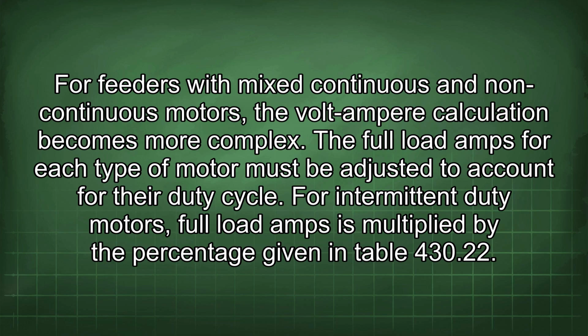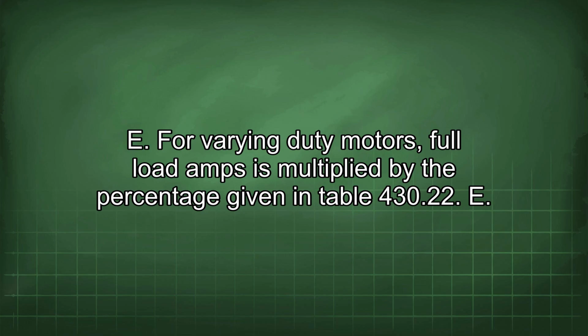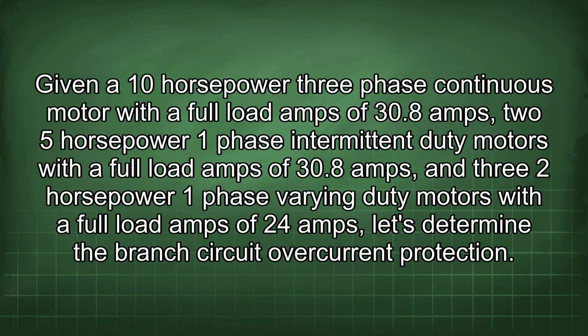For intermittent duty motors, full load amps is multiplied by the percentage given in table 430.22. For varying duty motors, full load amps is multiplied by the percentage given in table 430.22. Given a 10 horsepower 3-phase continuous motor with a full load amps of 30.8 amps, two 5 horsepower 1-phase intermittent duty motors with a full load amps of 30.8 amps, and 3 2 horsepower 1-phase varying duty motors with a full load amps of 24 amps.